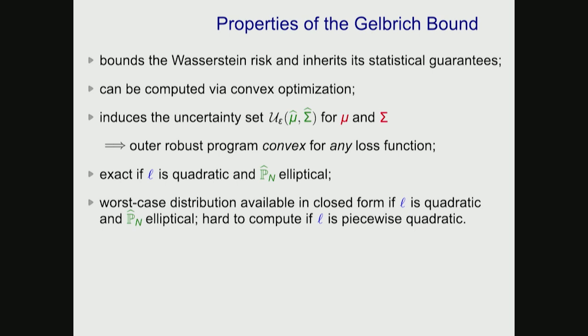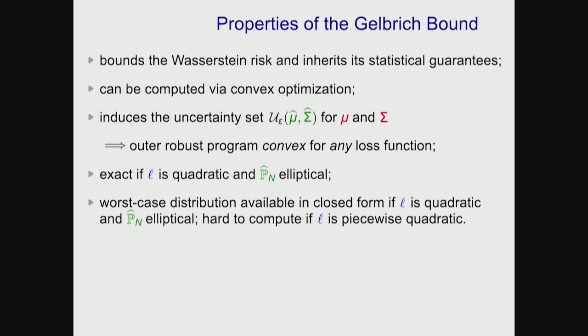The Gelbrich risk can be computed by convex optimization. It induces this uncertainty set U epsilon from mu and sigma, which leads to an outer robust program that is convex for any loss function and generalizes second-order robustness results from the earlier literature.